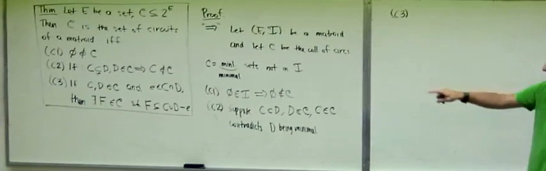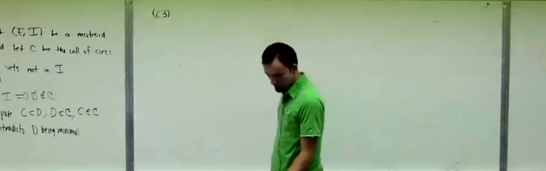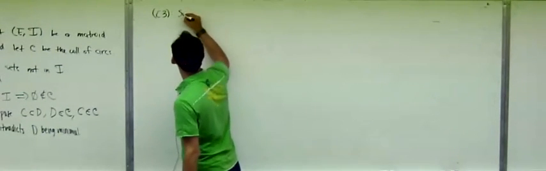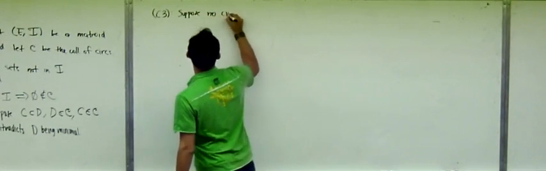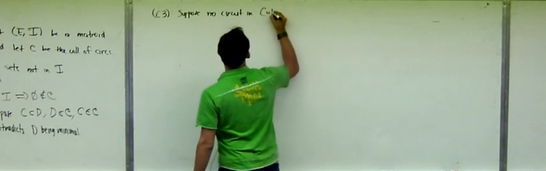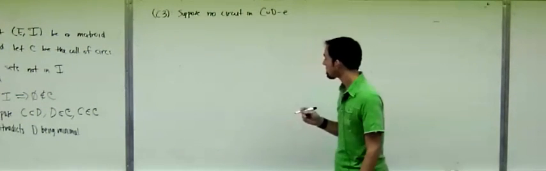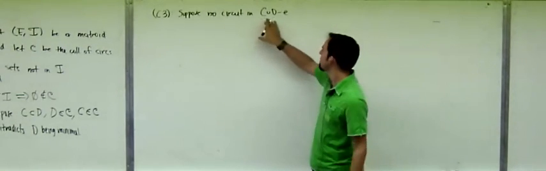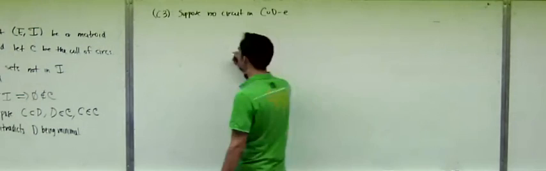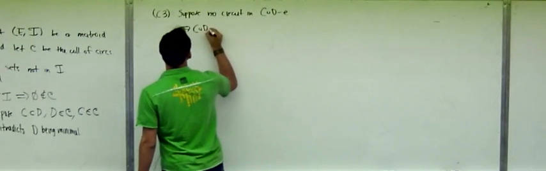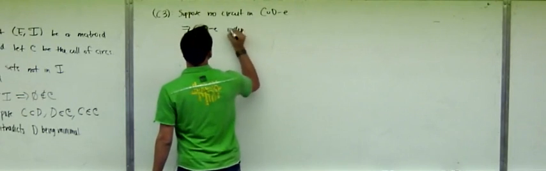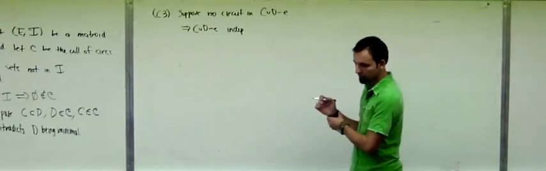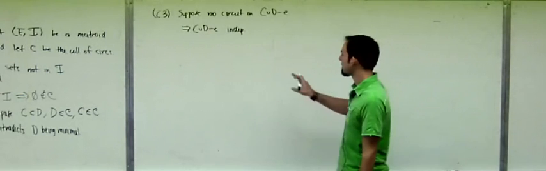So suppose that we have C and D, which are circuits, and let E be in the intersection. And suppose no circuit in C union D minus E. If there is no circuit in there, that must mean that C union D minus E is independent. Because if it was dependent, then it would contain a minimal dependent set, which is a circuit. Okay. So here I have an independent set.